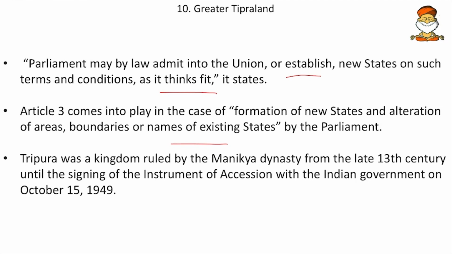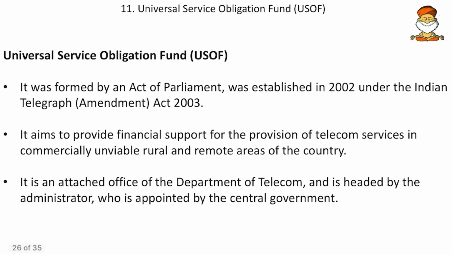And then coming to the matter of fact, Tripura was a kingdom ruled by the Manikya dynasty from the late 13th century until the signing of the Instrument of Accession with the Indian government in 1949. So remember the year in which the Instrument of Accession was signed.